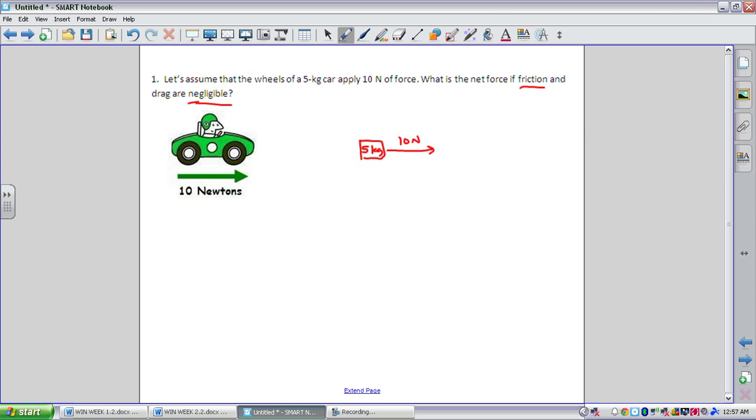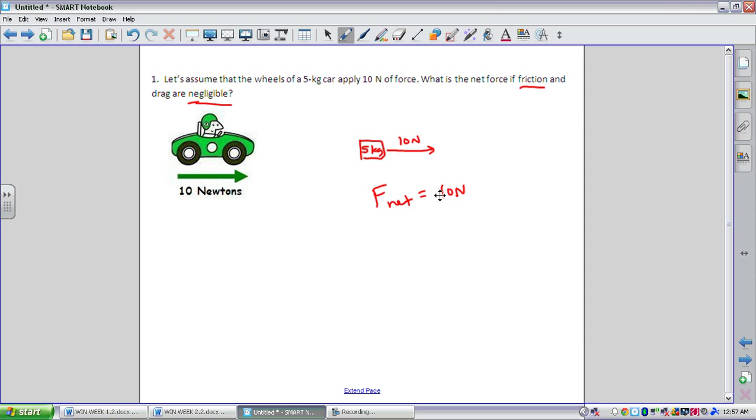So 10 newtons of force going to the right. Again, we're assuming that there's no force of friction and the air resistance is negligible, so it doesn't exist. And that leaves us with a net force of just 10 newtons. So in this case, there's no opposing force. We don't have to subtract. There's no force in addition to the force being added to the wheels of the car by the engine. So it's just going to be 10 newtons.